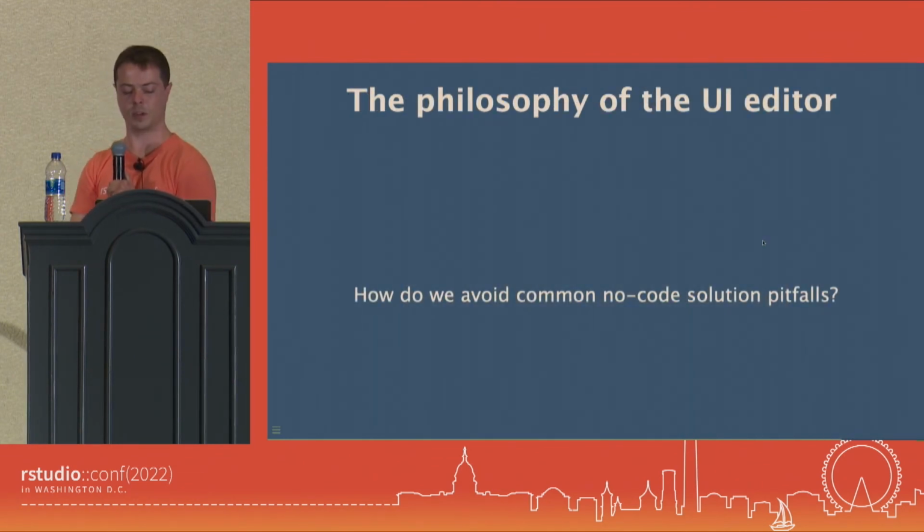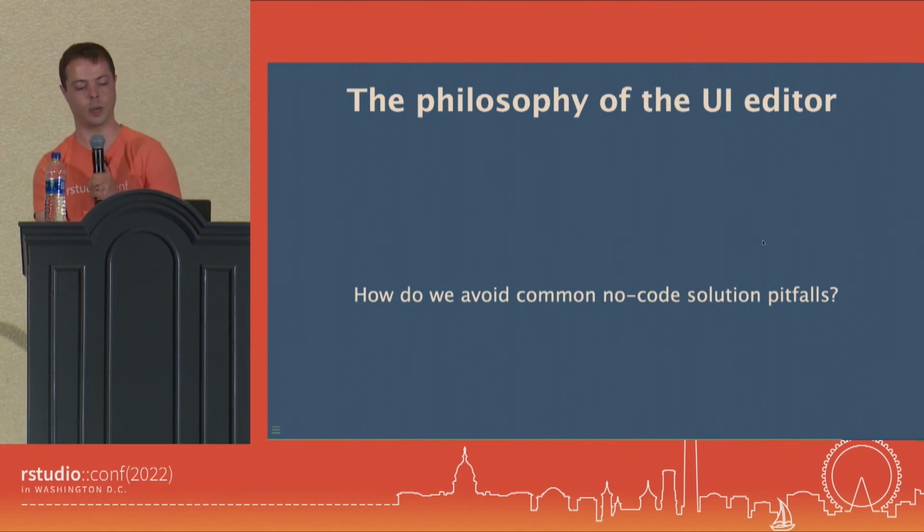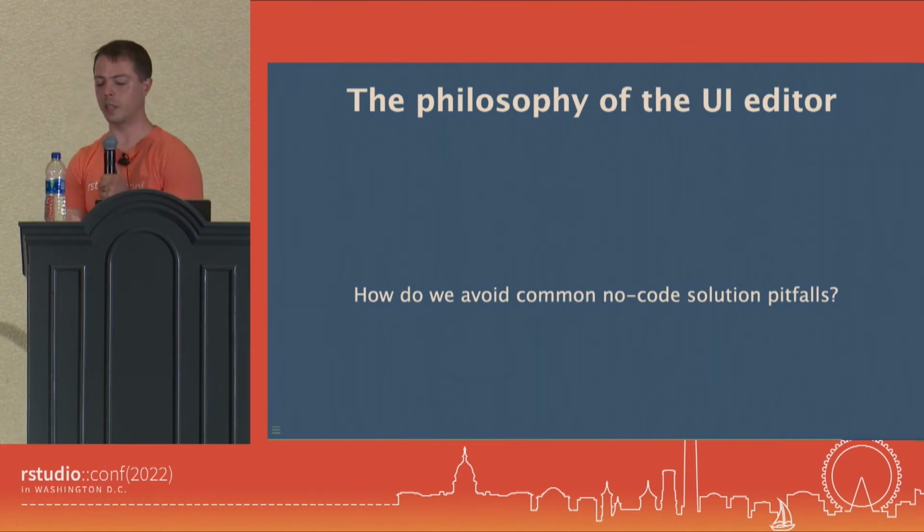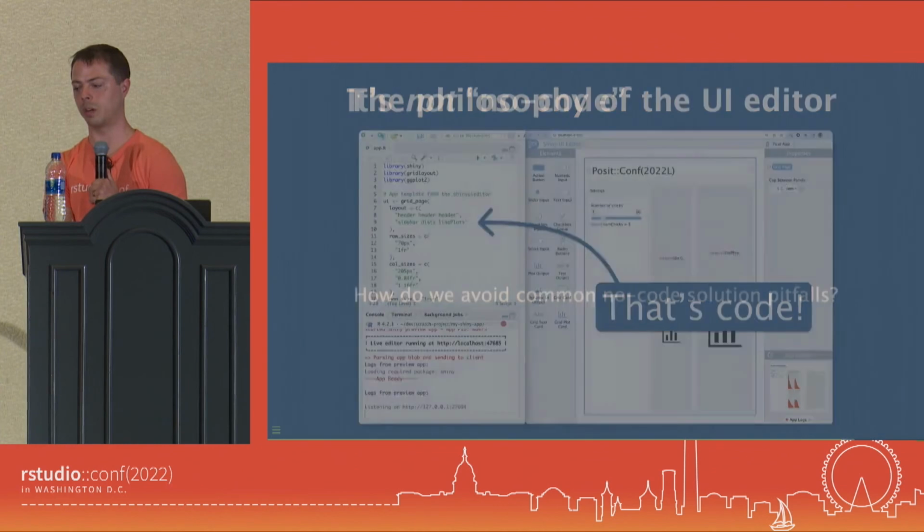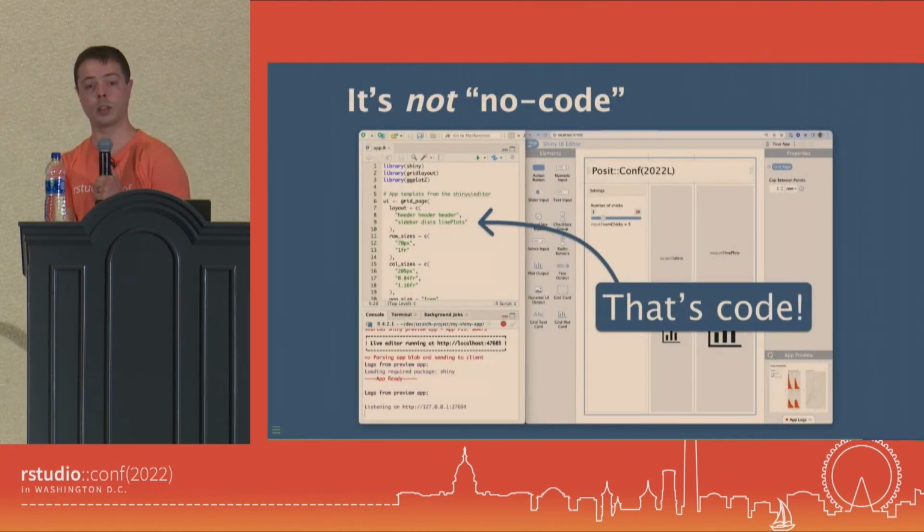so quickly, I just want to talk about the philosophy of the UI editor. So one thing that you might be asking at this point is, how do we avoid some of the common pitfalls of no-code solutions? Because the UI editor is, in a way, a no-code solution. And this is something that we were very careful about when we started. And I think the simplest answer to that is that it's not a no-code editor. We're writing code. The UI editor is a visual interface, but everything goes immediately back to code and vice versa.